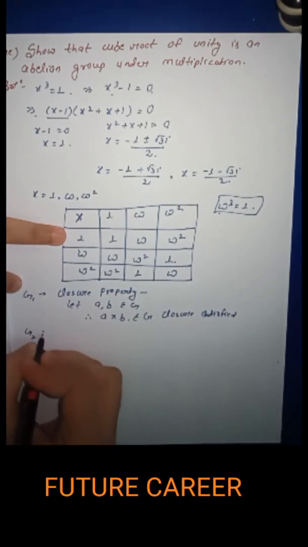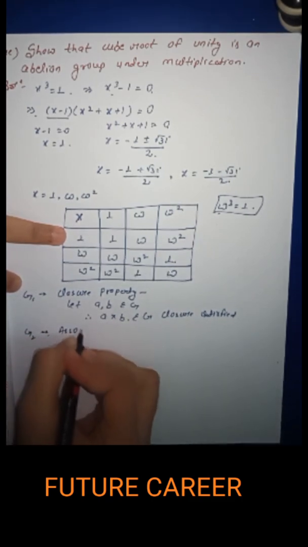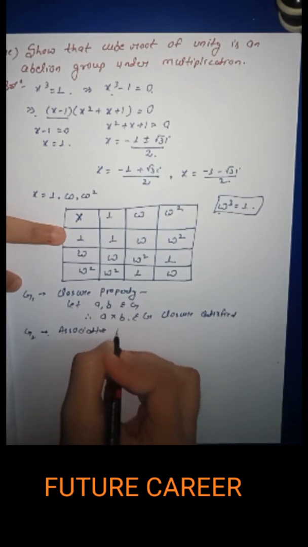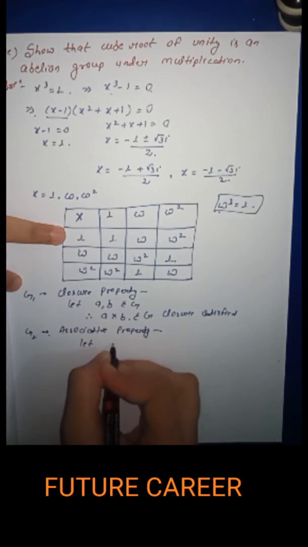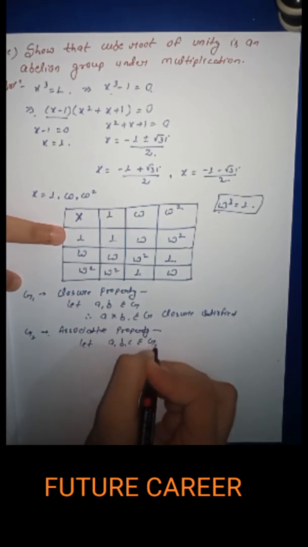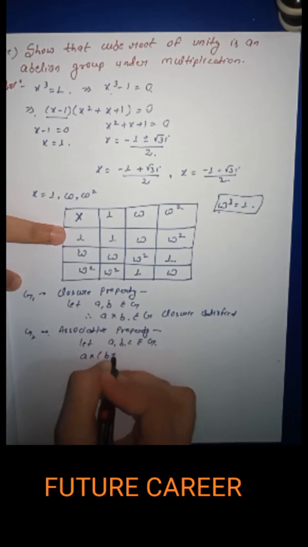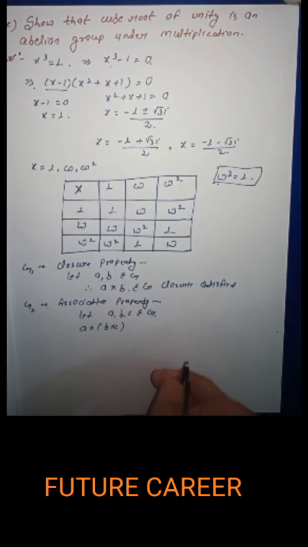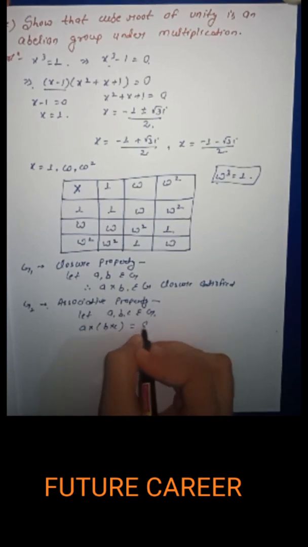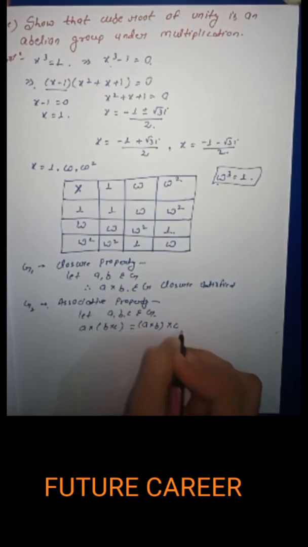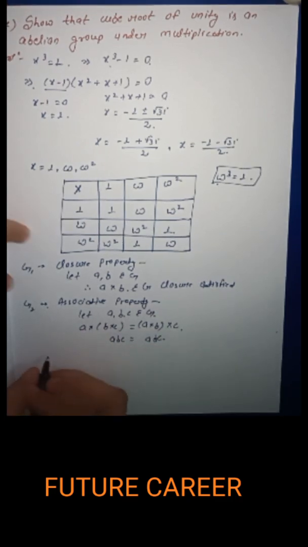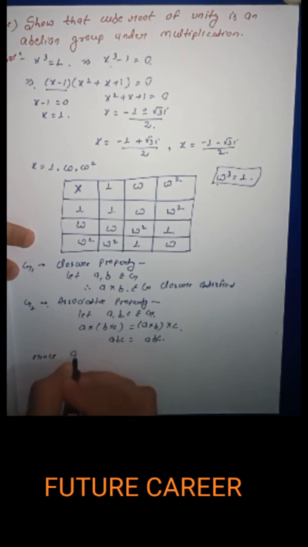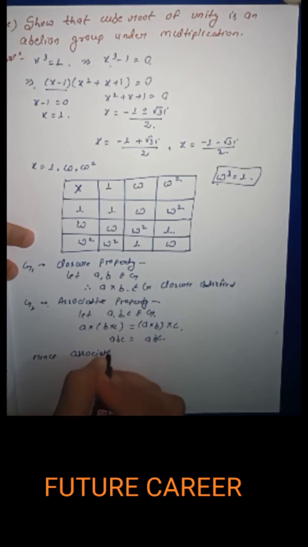Now G2, associative property. Let a, b, c belong to G. Then a into b into c equals a into b into c. So abc equals abc, hence associativity is satisfied.